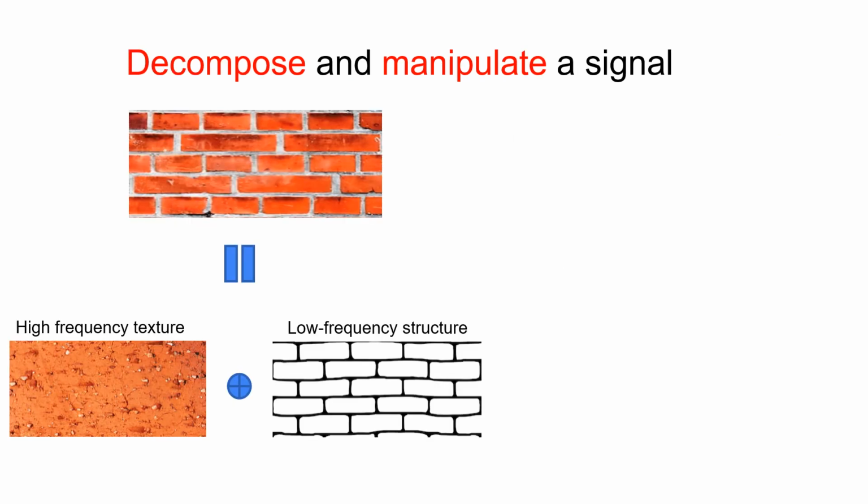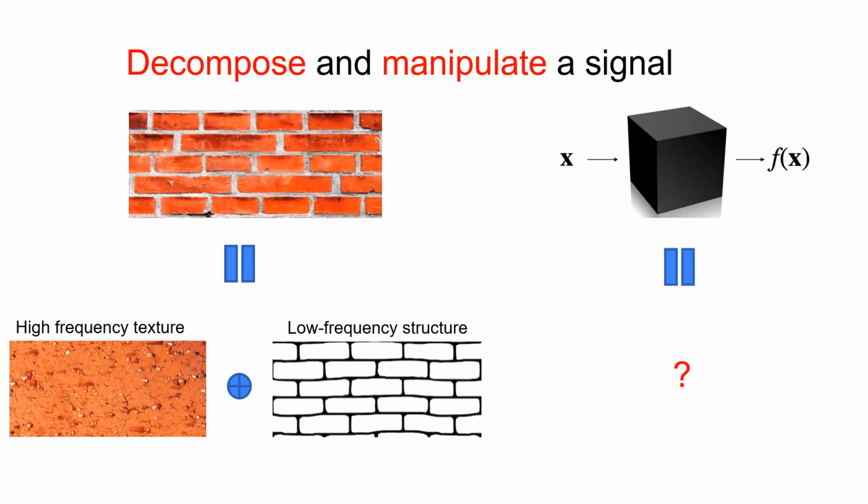Second, it is difficult to decompose a signal into a set of manipulable components. For example, an image can be decomposed into its low-frequency structure and high-frequency texture. With black box neurofields, such decomposition is difficult to achieve.